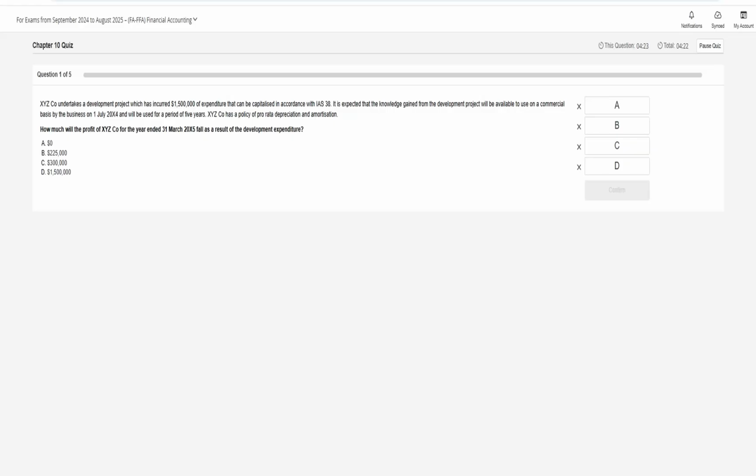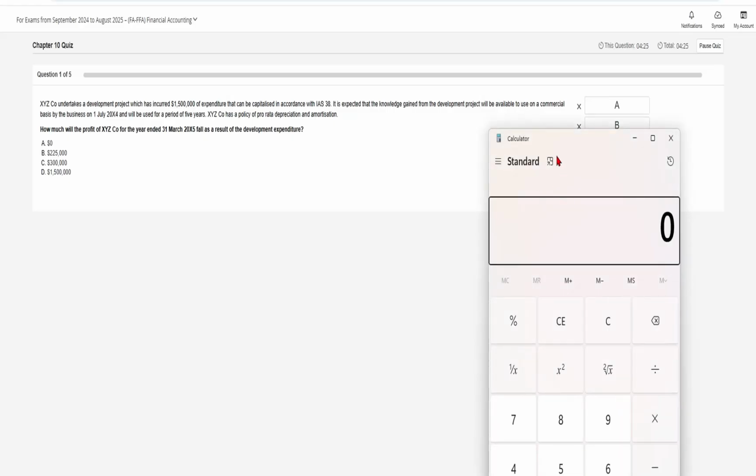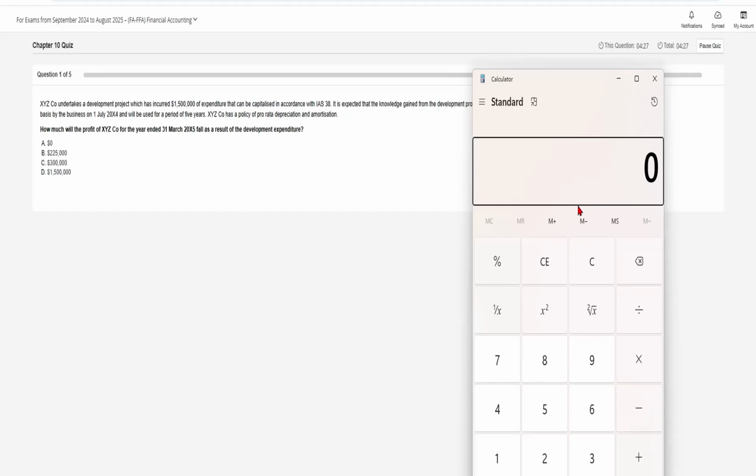So what we can do is open the calculator. What is the total capitalized cost? It's 1.5 million, but for now I will take the 30 in common to make my calculation simple. 1500. And what is the useful life? It's 5 years. They clearly mentioned 5 years. So if I divide by 5, it will be 300, and then multiply by 1000 because I have taken the 30 in common. So 300,000.